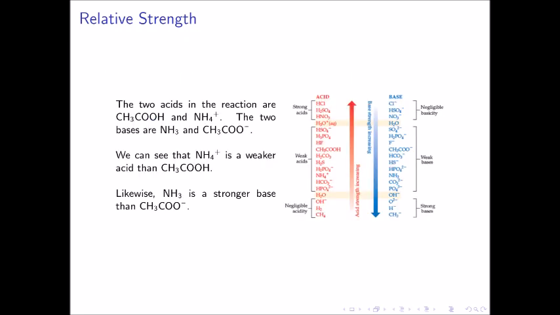For this reaction, the two acids are acetic acid on the reactant side and the ammonium ion on the product side. The two bases are ammonia on the reactant side and the acetate ion on the product side. From the table, we see that NH4+ is lower down on the left-hand side than acetic acid and is therefore weaker. Also, on the right-hand side, NH3 is lower down on the table than the acetate ion and is therefore a stronger base.